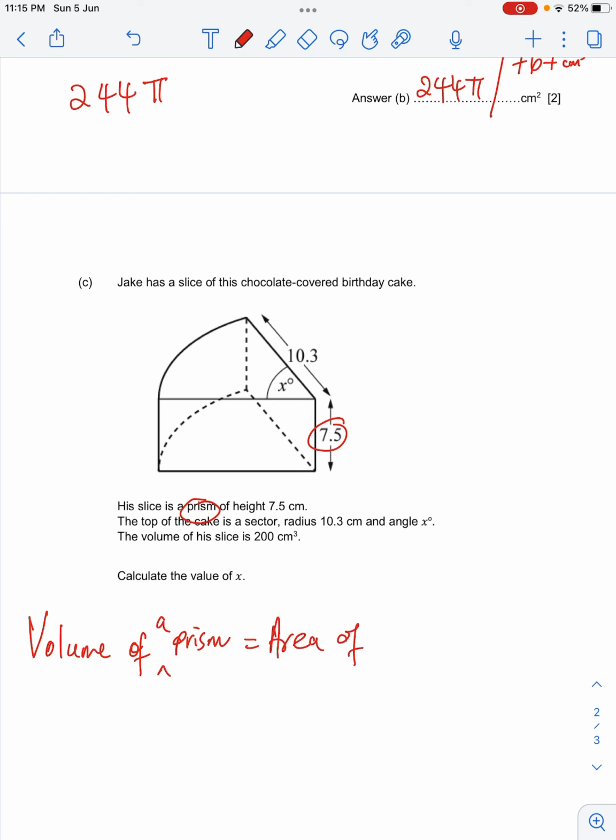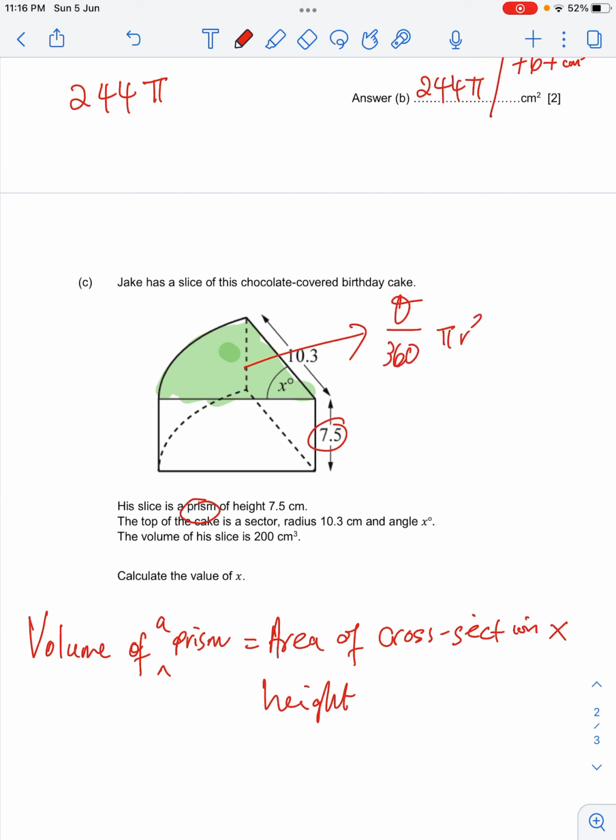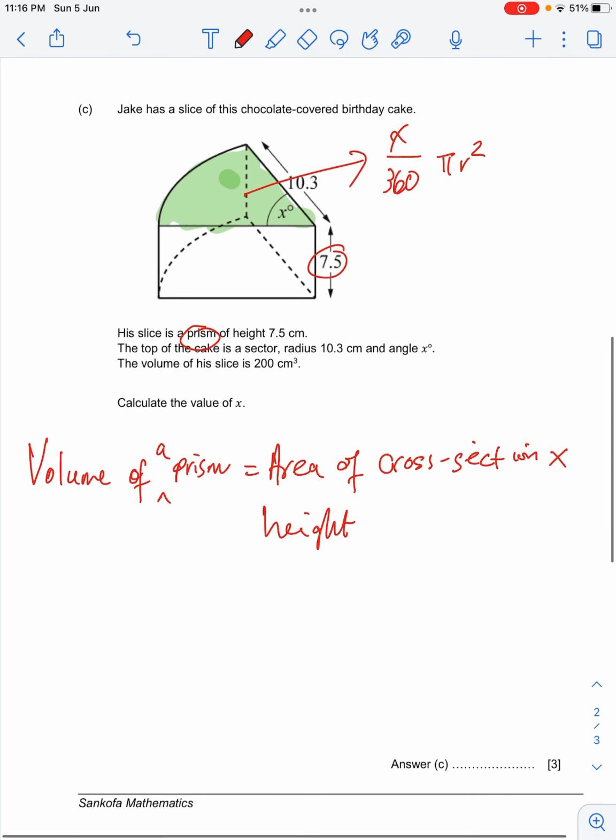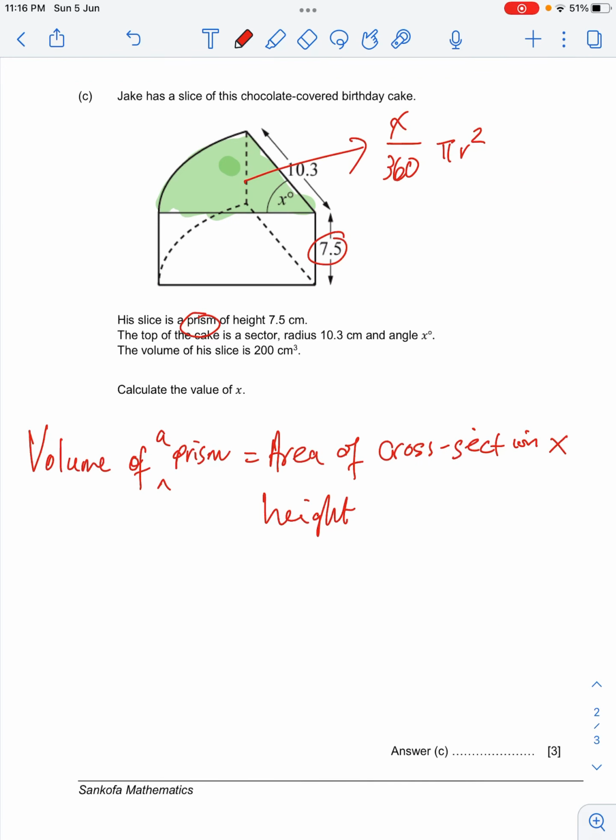The area of cross section times the height. Now let's look at that cross section. What is the cross section? The cross section is this sector. And how do you calculate the area of a sector? Well, it's whatever over 360 times pi r squared, because a sector is part of a circle. Okay, right, we're just going to replace our theta with an x. So that part is what we will definitely now sort of work out and calculate.